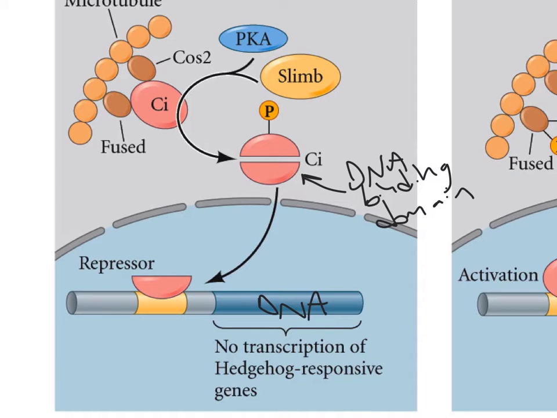So why would that DNA binding domain going into the nucleus and sitting there on a repressor, how does that repress transcription of, as it says here, hedgehog responsive genes? What might that protein be doing by just going and binding to the DNA? What do we learn about prokaryotes? How some of their repressors prevent transcription? Review.